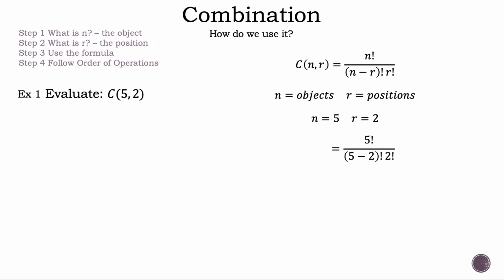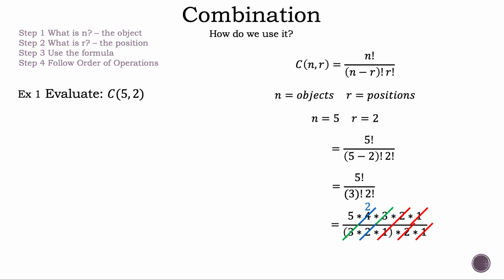So now we have 5 factorial all over the quantity of 5 minus 2 factorial times 2 factorial, and 5 minus 2 is 3. So now we have 5 factorial all over 3 factorial times 2 factorial. Now, let's get rid of all those factorials. So now we have 5 times 4 times 3 times 2 times 1 all over 3 times 2 times 1 times 2 times 1. Let's simplify.